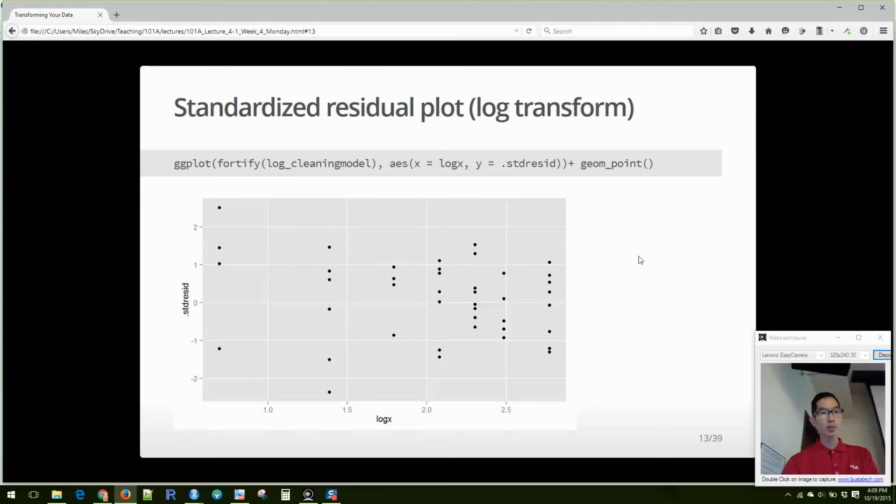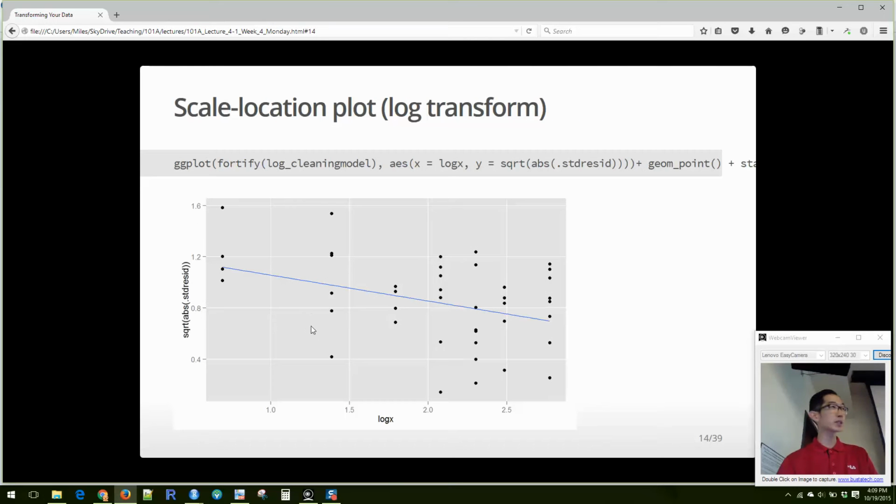Okay, what about our standardized residual plot? Does this look good or bad? It looks like it actually kind of trumpets the other way. It's like it overdid the shrinking of the big residuals out here. And when we look at the scale location plot, we now have a downward angle here. So this would indicate that the log transform, taking the log of x and the log of y, probably is not the best.